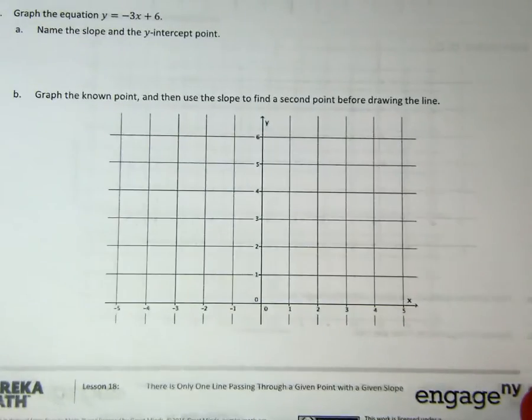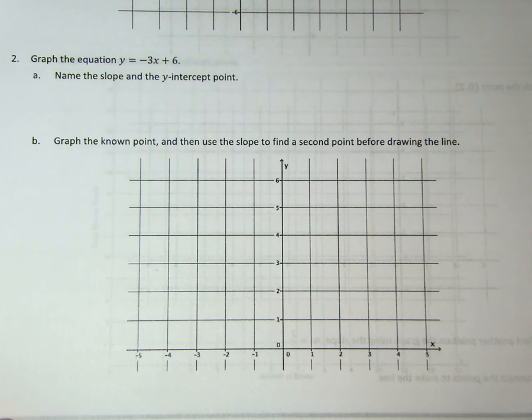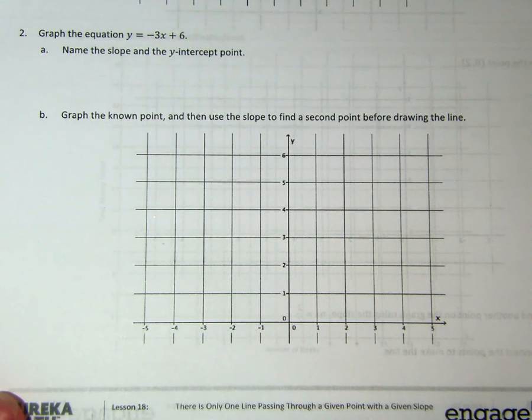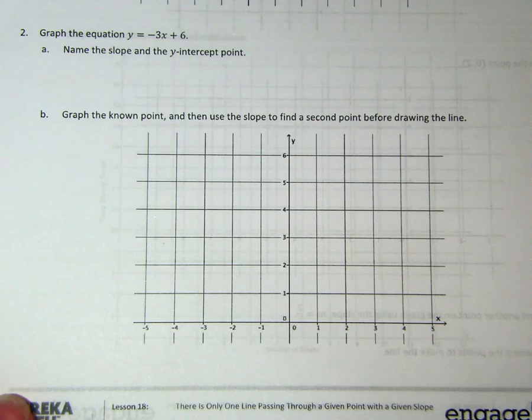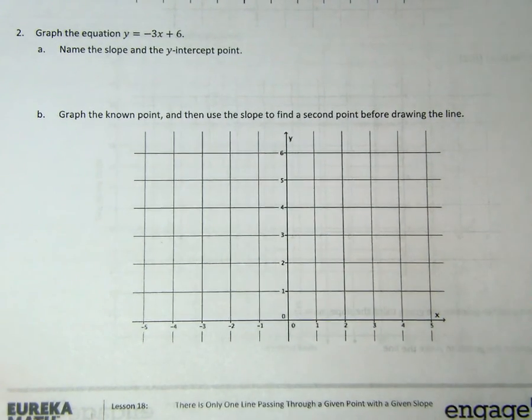Exercise 2. Name the slope and the y-intercept point using only the equation. Graph the known point, then use the slope to find a second point before drawing the line.